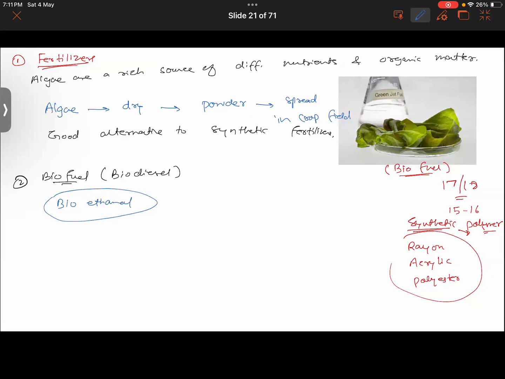So thereby they offer a lot of potential for bioplastic manufacturing. Also, when you talk about synthetic polymers in this chapter, you must have studied about plastics also. Yeah. So plastics are also made up of polymers, isn't it?